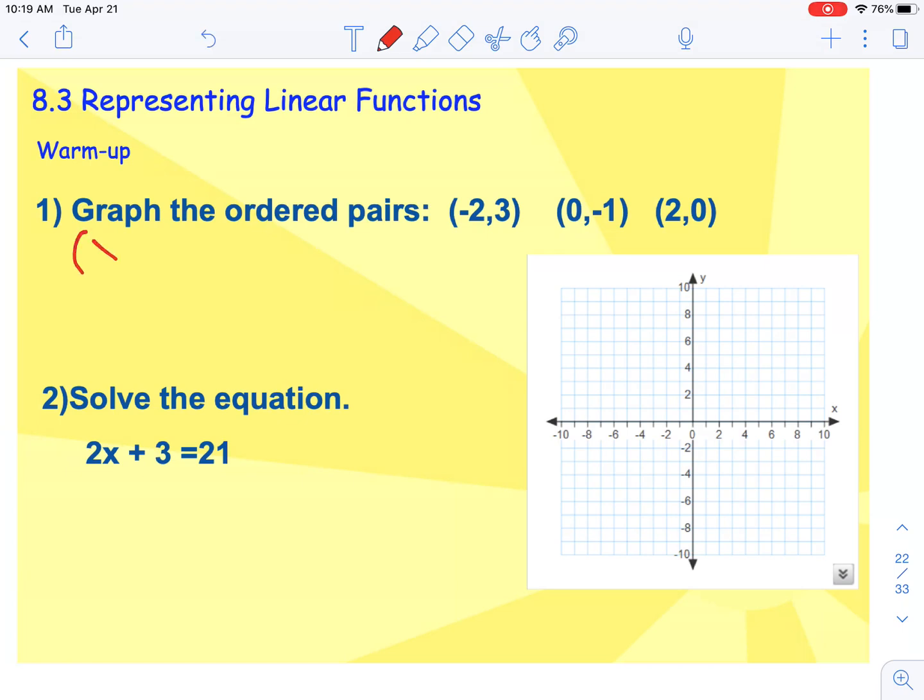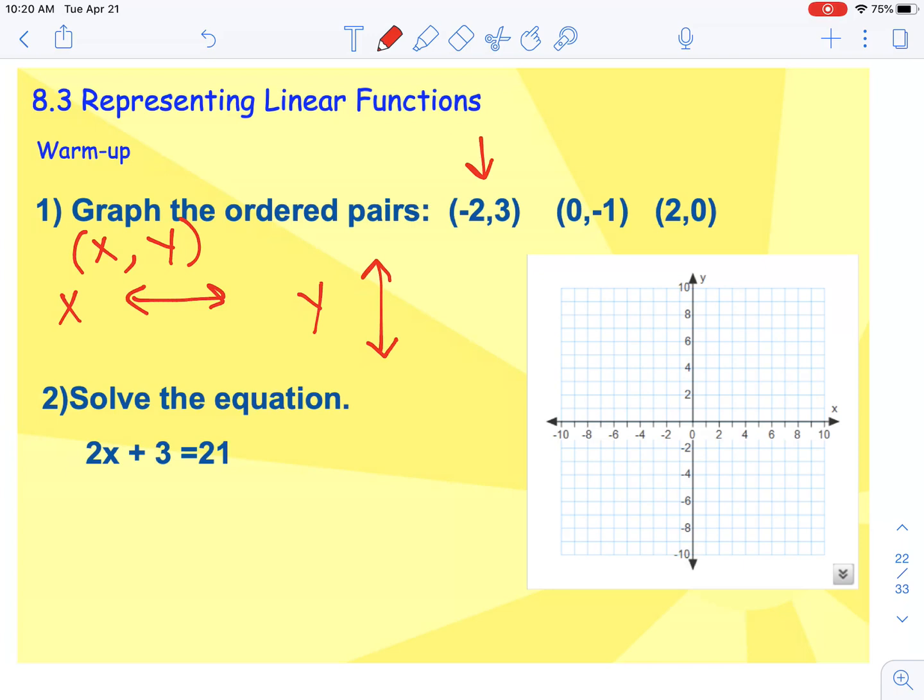Just a couple reminders about ordered pairs. We write it as a coordinate, x, then y. The x-axis goes left and right. So if it's a negative x, it's going to go to the left. If it's a positive x, it's going to go to the right. And then the y-axis is the vertical axis. So if it's a positive y, it's going to go up. If it's a negative y, it's going to go down.